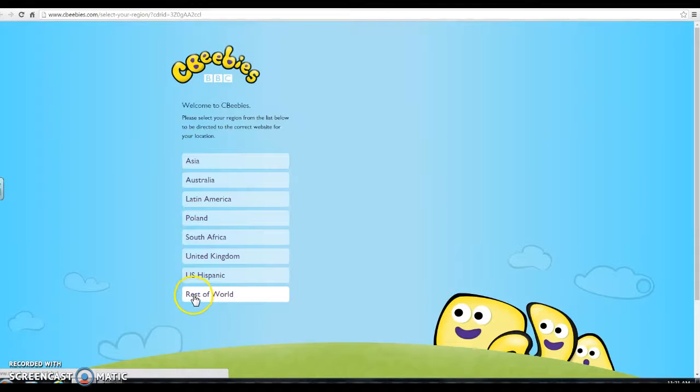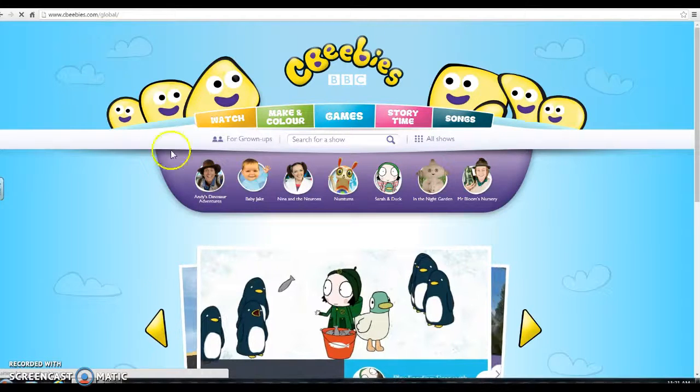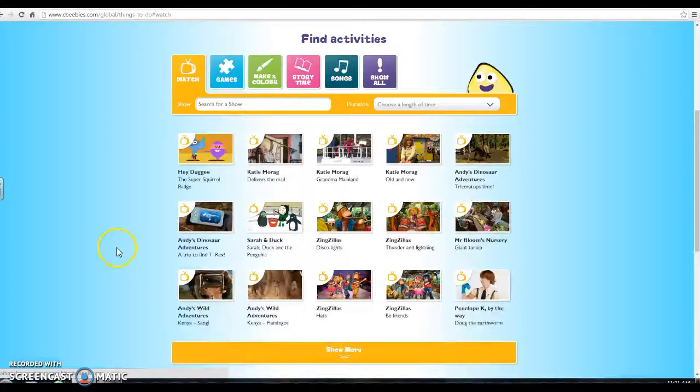The United States would be located in the rest of the world. The rest of the world shows you this website in English. However, for those English language learners, you can also choose US Hispanic, which would show you this website in Spanish. Through this website, children can watch videos and develop background knowledge about Kenya, dinosaurs, thunder and lightning, many different things.